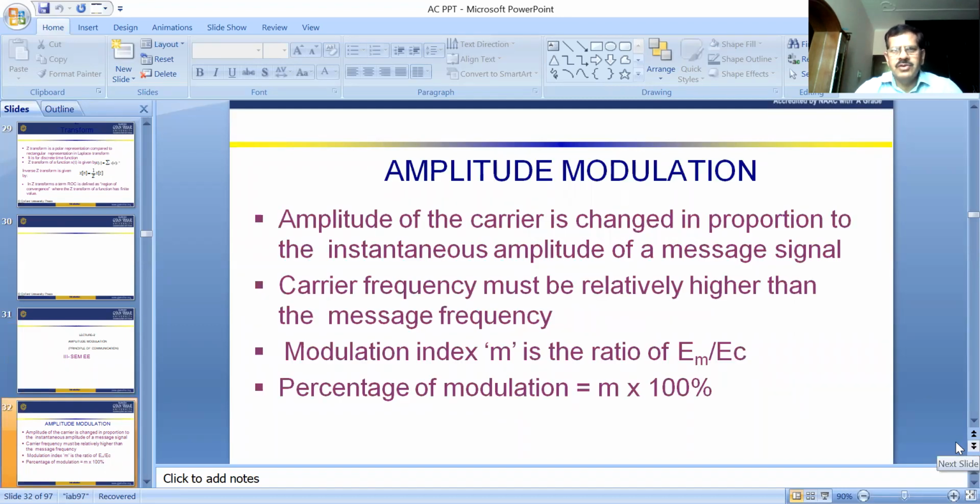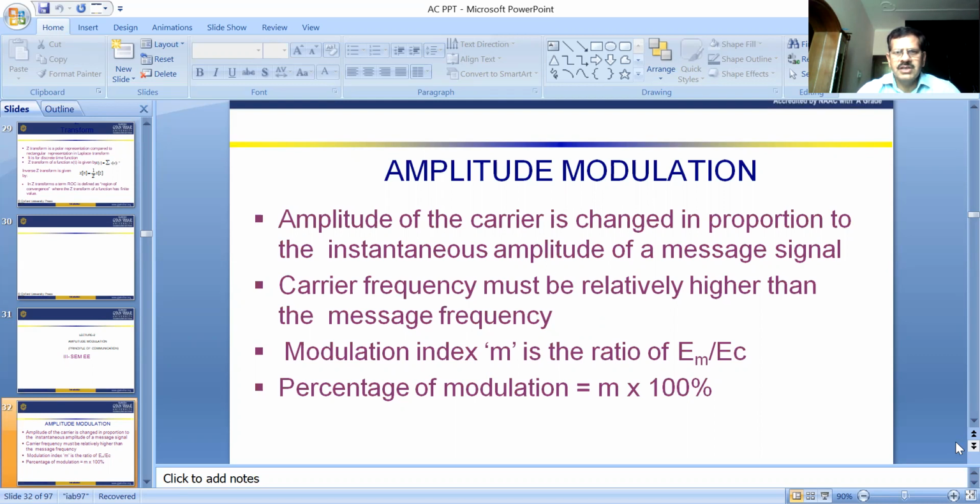What is amplitude modulation? In amplitude modulation, the amplitude of the carrier is changed proportionally to the instantaneous amplitude of the message signal. Here the carrier signal means a high frequency signal and the message signal means a low frequency signal. So the amplitude of the carrier is changed in proportion to the instantaneous amplitude of the message signal. This is the introduction or definition of amplitude modulation.